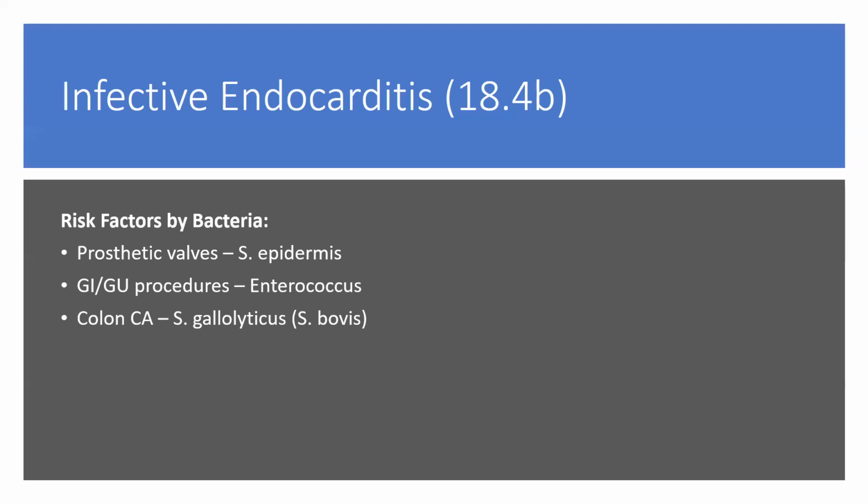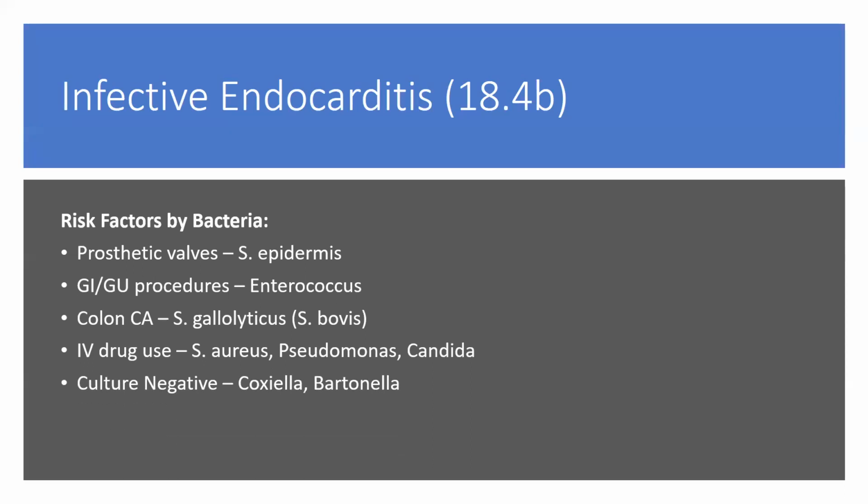Colon cancer is associated with Strep gallolyticus or bovis, or is it strep? It's Strep bovis, Strep gallolyticus, sorry. I have seen that one asked before, the bovis version. IV drug use, you could see Staph aureus or Pseudomonas or Candida, but again, bacteria is more common than fungi, so I'd lean into Staph aureus or Pseudomonas for IV drug use. And if it was me, I'd choose Staph aureus every time.